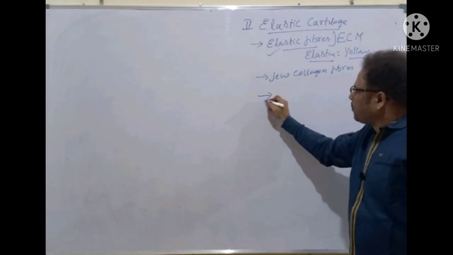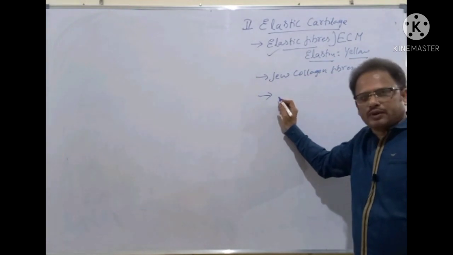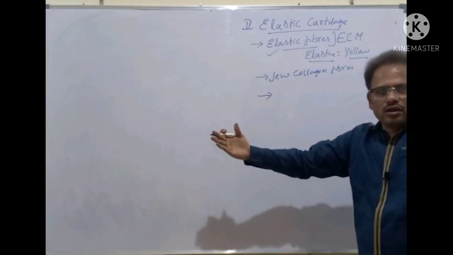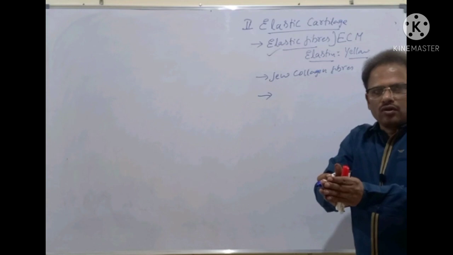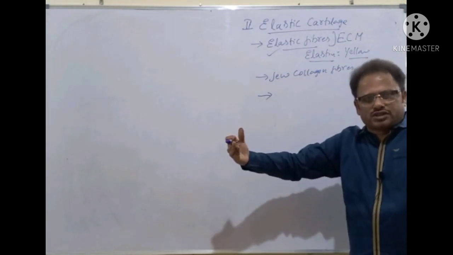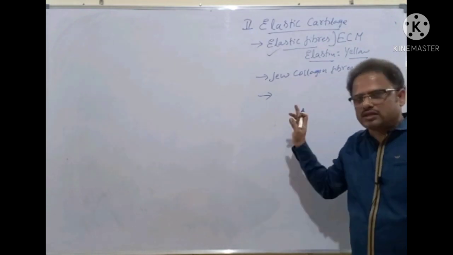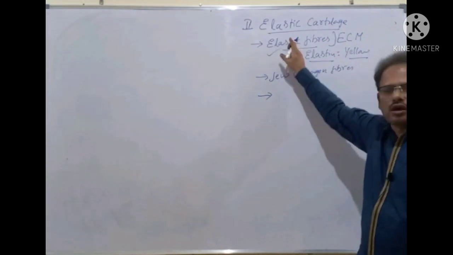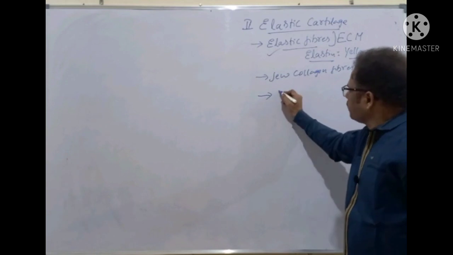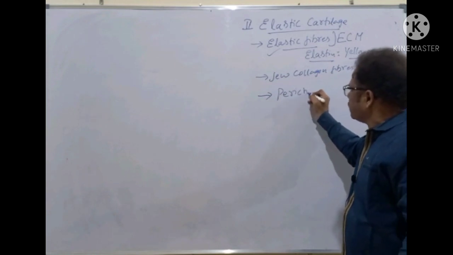The most important property of these elastic fibers is stretching and recoiling. When the force is applied, they can be stretched. When the force is removed, they can be recoiled. That's the elasticity of this elastic cartilage. Clear, students? Here perichondrium is present.